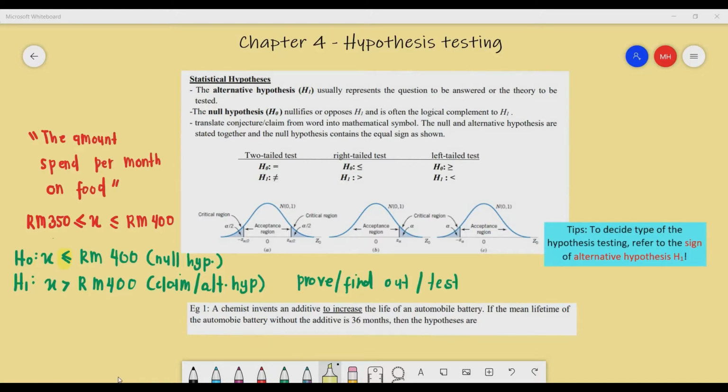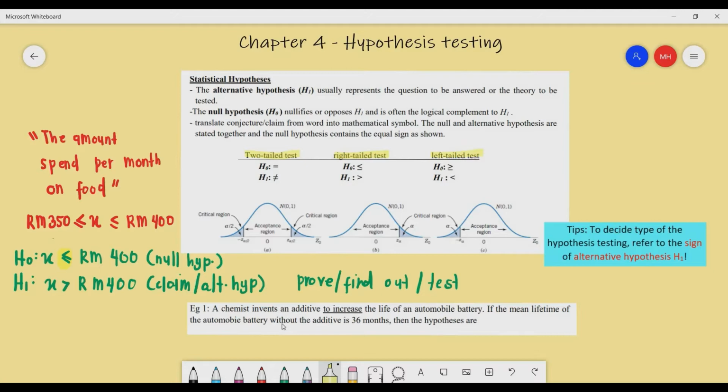And in statistics, we cannot simply reject or accept the claim hypothesis without any significant evidence or statistical evidence. We need to have the statistical evidence in order to support the claim. And this is what we call hypothesis testing. Basically, we have three types of hypothesis testing. The first one is the two-tailed test. The second one is the right-tailed test. And the last one is the left-tailed test.